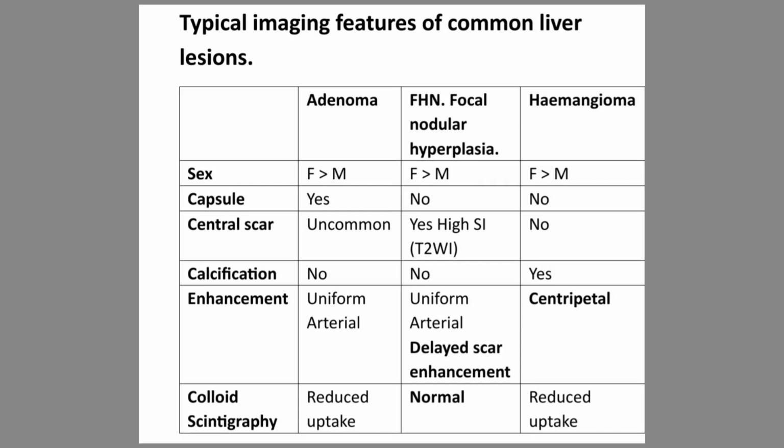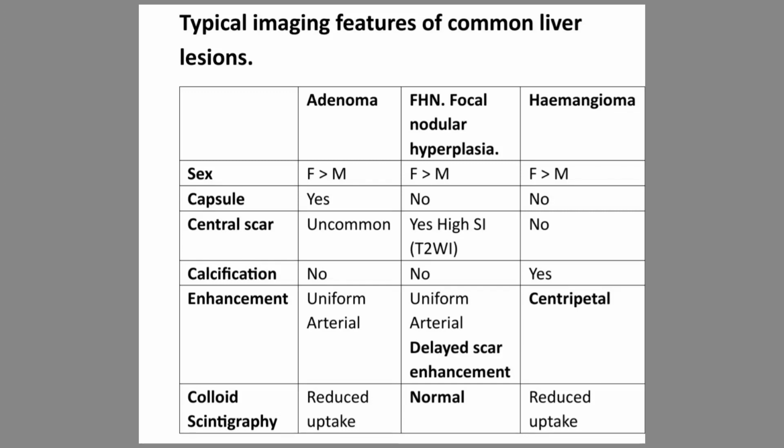If you are doing any contrast enhanced CT, enhancement can be seen uniformly arterial in adenoma, while uniform arterial enhancement can also be seen in focal nodular hyperplasia, and especially the delayed scar will be enhanced in FNH. While in hemangioma there will be centripetal enhancement.